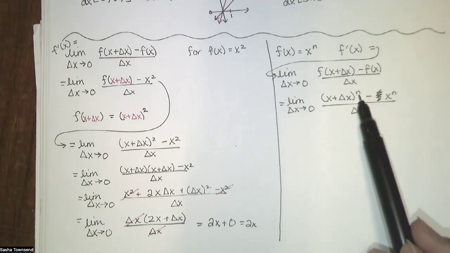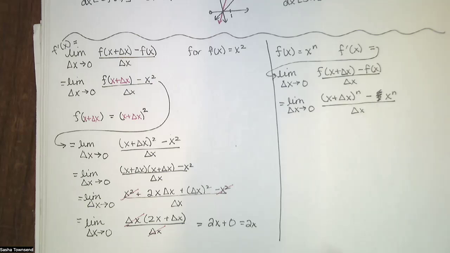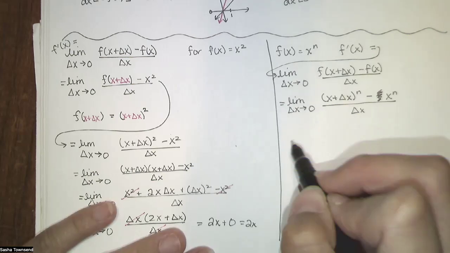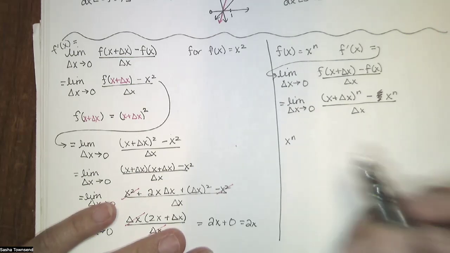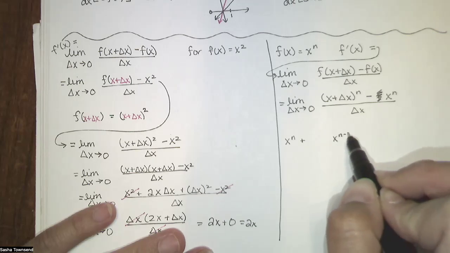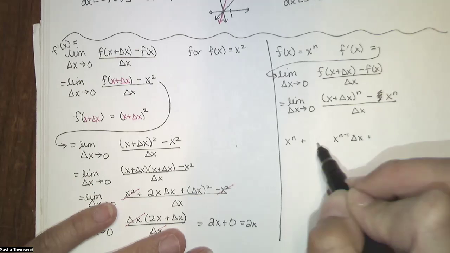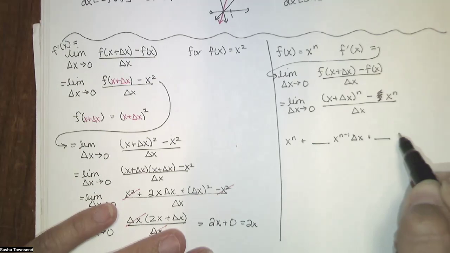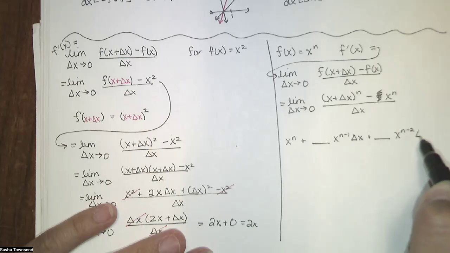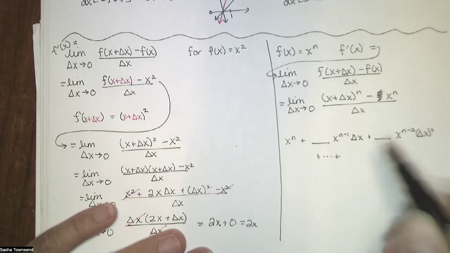The binomial coefficients really depend on the value of n. But we know basically what the expansion is. The first term is going to be x to the n. The next term is a constant times x to the n minus 1 times one of the delta x's. The next term is another constant times x to the n minus 2 times delta x squared. And we keep going like this.